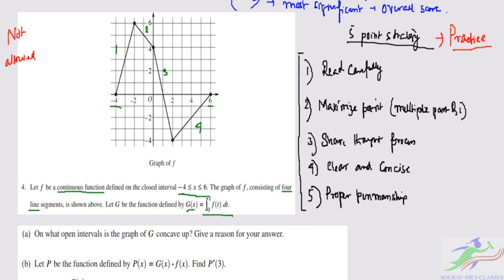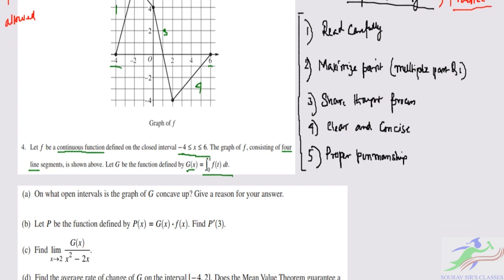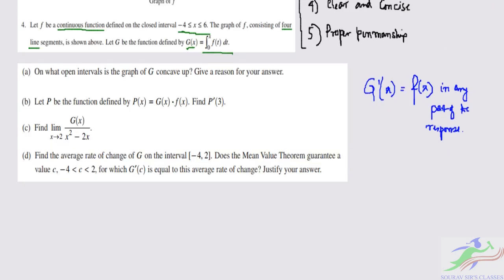From the problem statement, you can directly infer that g prime of x is equal to f of x, and this will be used in any part of the response. If you take the antiderivative, you will find that g prime of x is equal to f of x. Now let's move to solving the questions part by part.